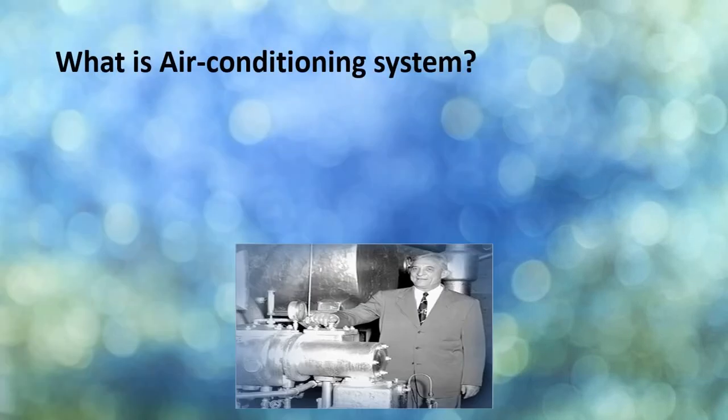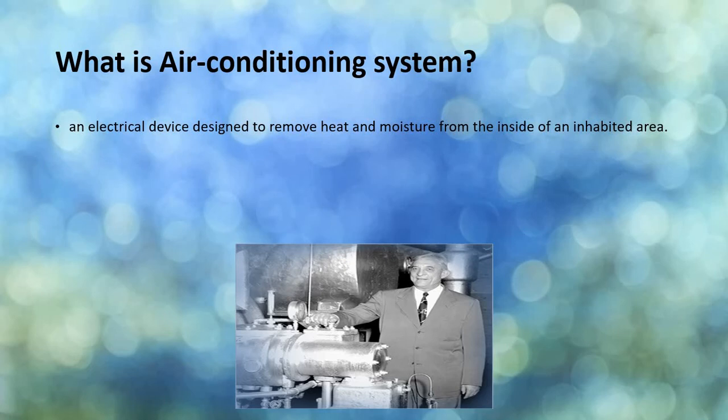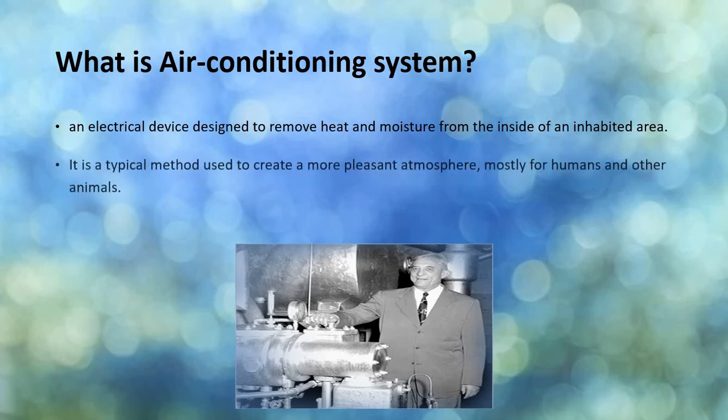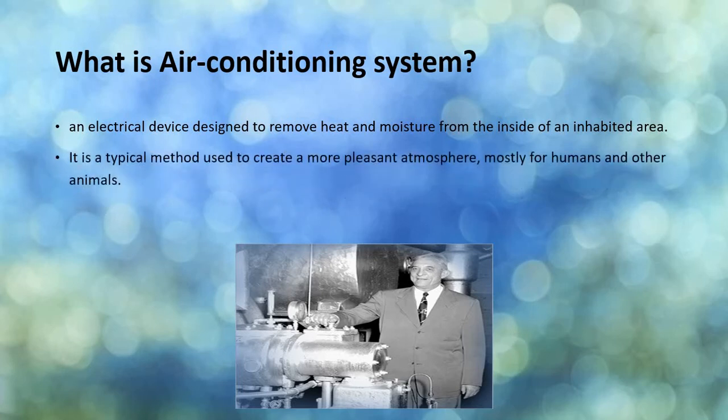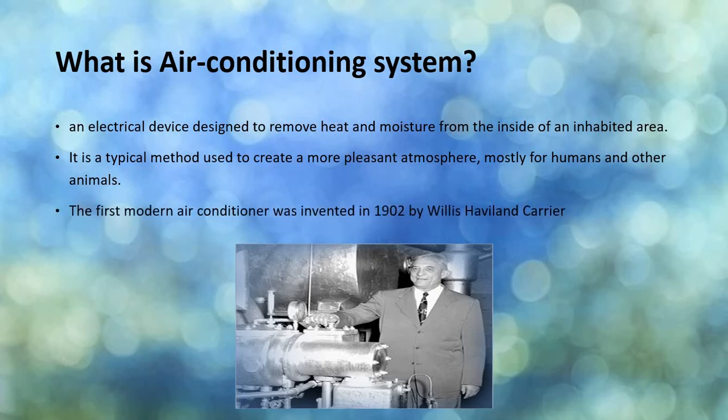So what is an air conditioning system? It is an electrical device designed to remove heat and moisture from the inside of an inhabited area. It is a typical method used to create a more pleasant atmosphere, mostly for humans and other animals. The first modern air conditioner was invented in the year 1902 by Willis Haviland Carrier.